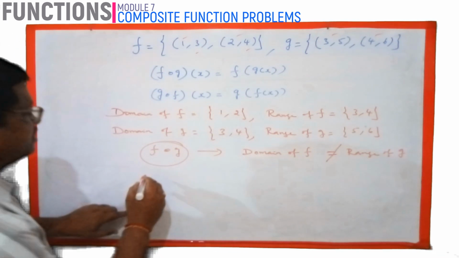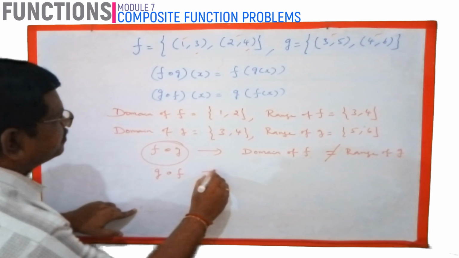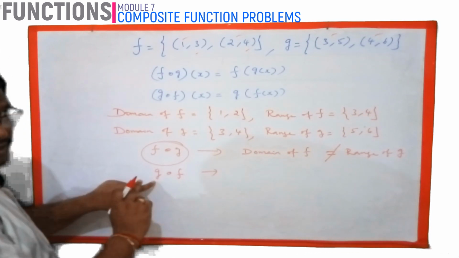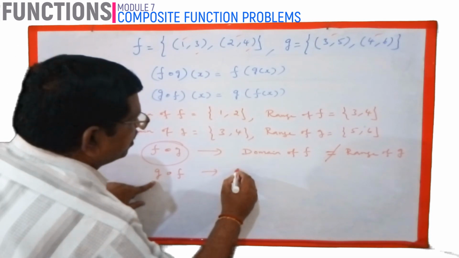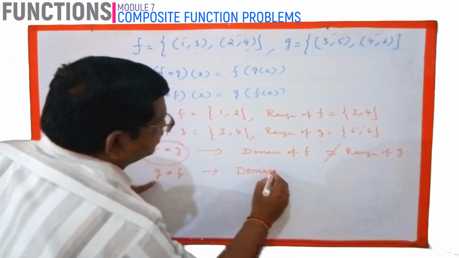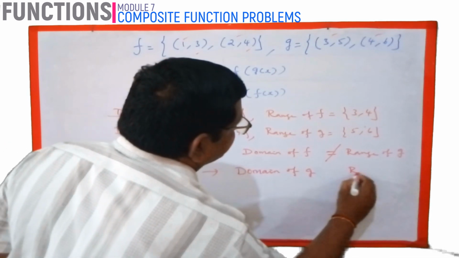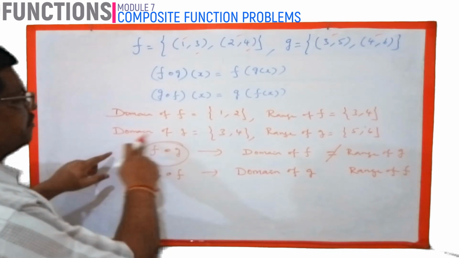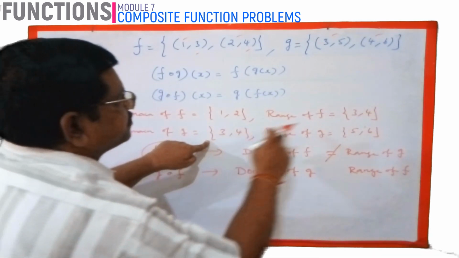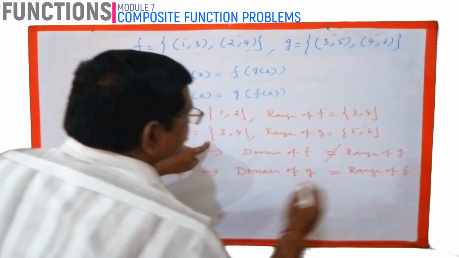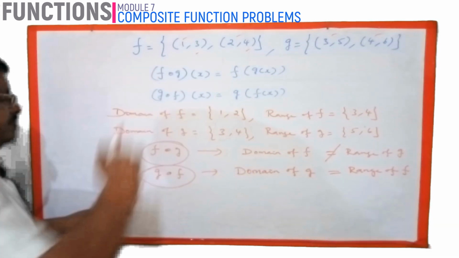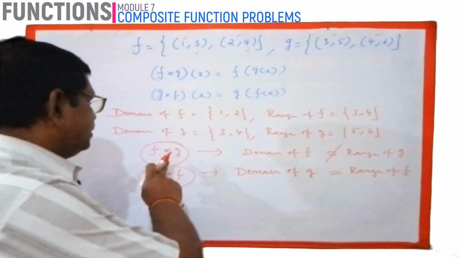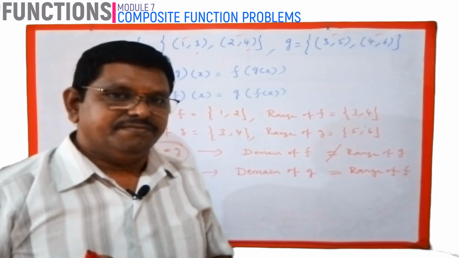Now let us take g composite f. The rule is the same. g composite f is possible only if the domain of g and the range of f are equal. Now check it. Domain of g is {3, 4}. Range of f is {3, 4}. Here it is possible. So in this problem, we can find g composite f, but f composite g does not exist.